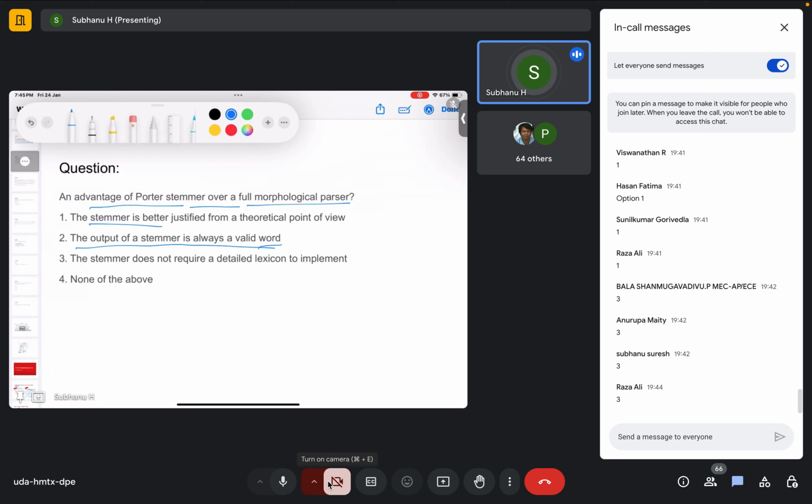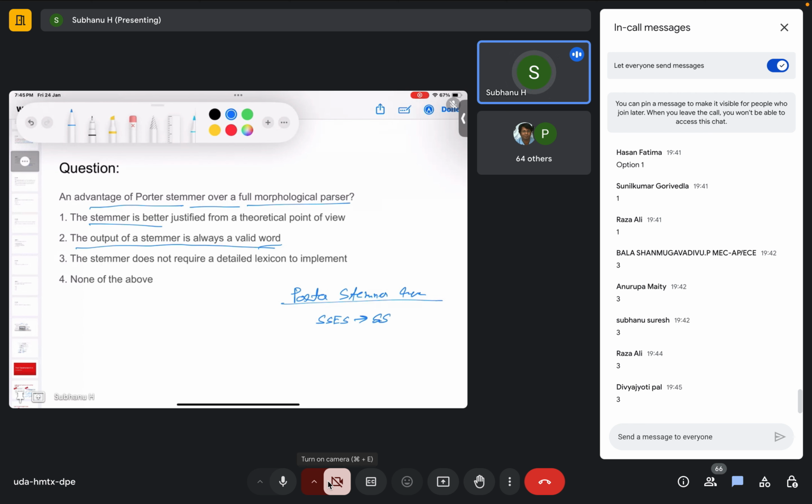So what is the Porter stemmer algorithm? I think I have already told you this one. There is a set of rules: a word which ends with sses reduces to ss, a word which ends with ies reduces to ss, a word which ends with s reduces to null, and a word which ends with ing reduces to null. So this is the Porter stemmer rule.